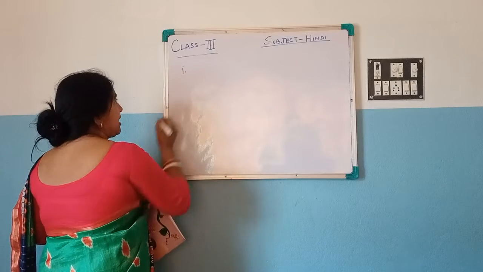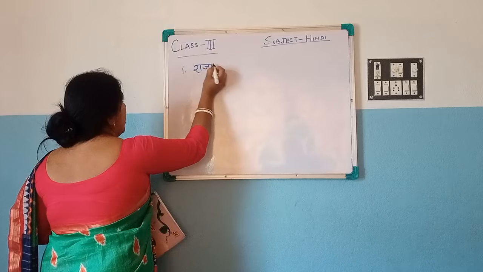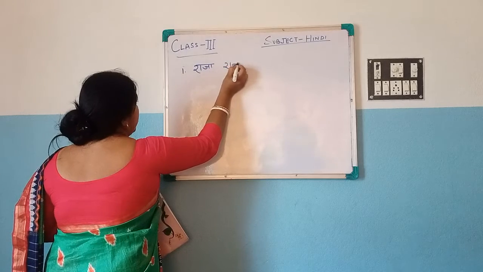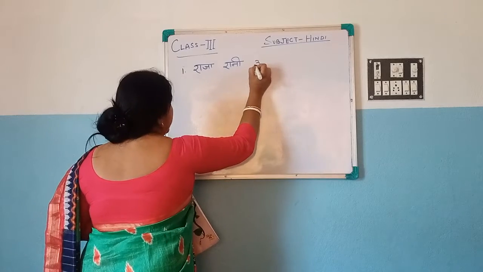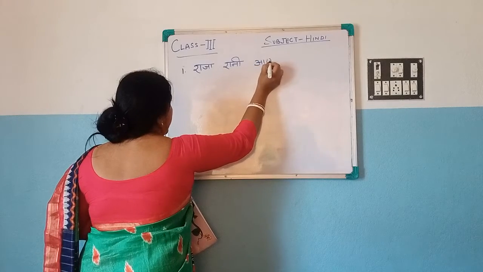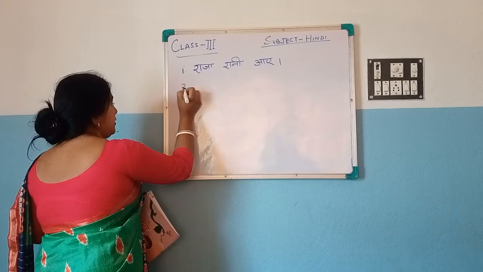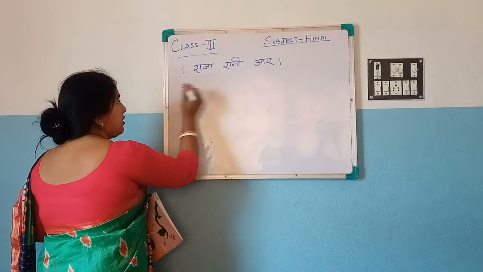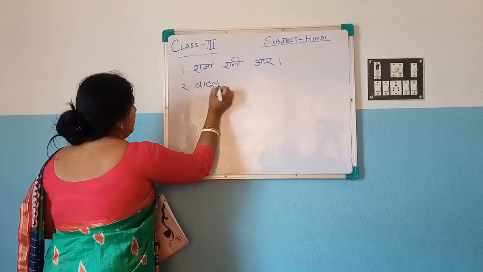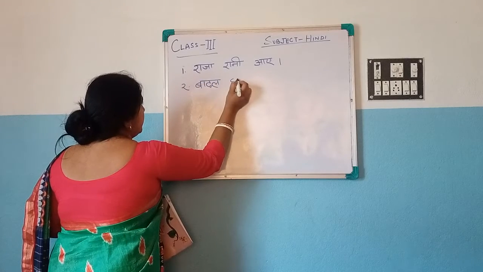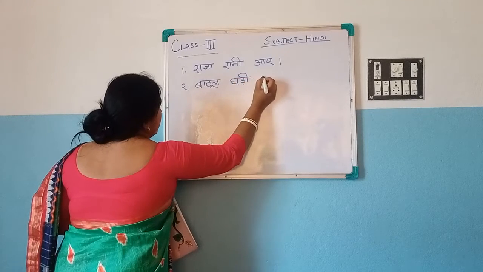First with A ki matra, ra a ja a raja, ra a na i rani, raja rani aaye. Next is badal, ghadi, la.